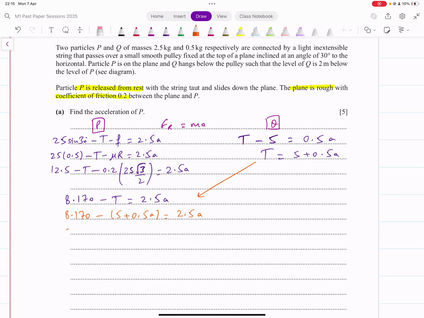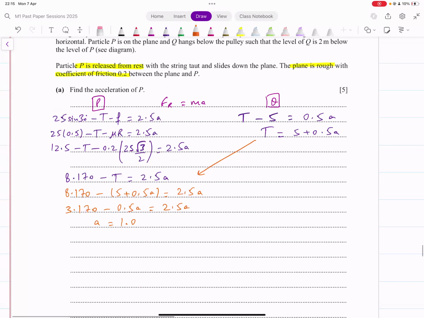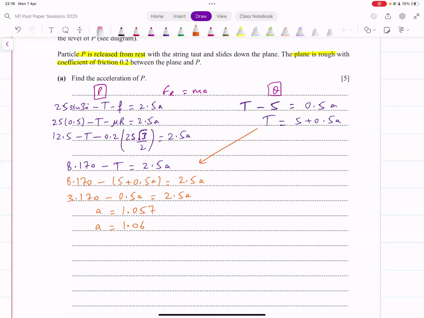You can see what that turns out to be. 3.170 minus 0.5 times A equals 2.5A. And the value of A turns out to be 1 point something. What's this? 1.056 or 1.06? Thank you, 1.056. That's the more accurate number. Then A is equal to 3.17 over 3, that turns out to be 1.06. That's the acceleration that we get.